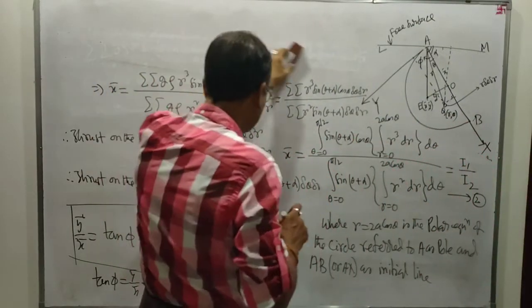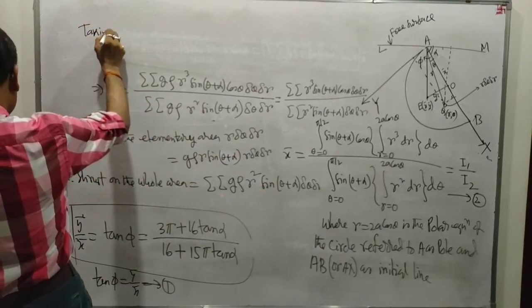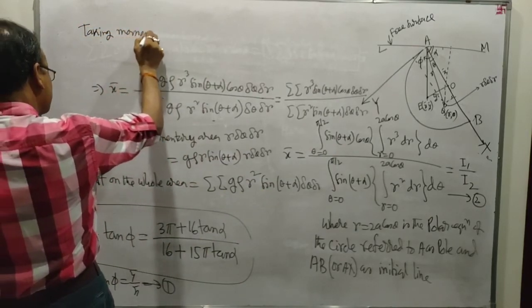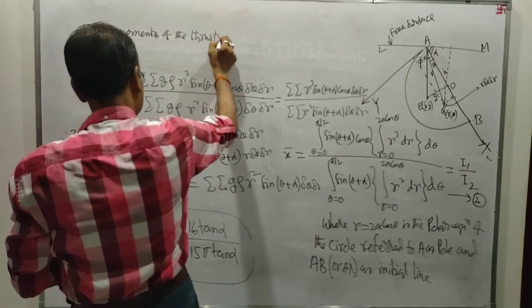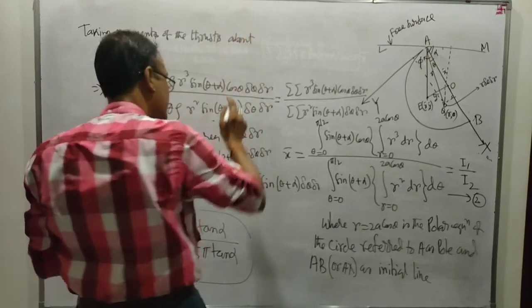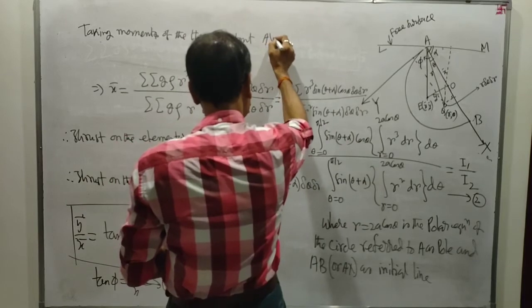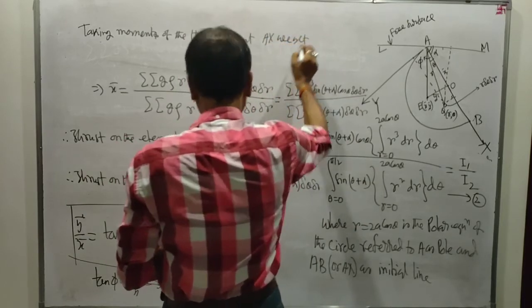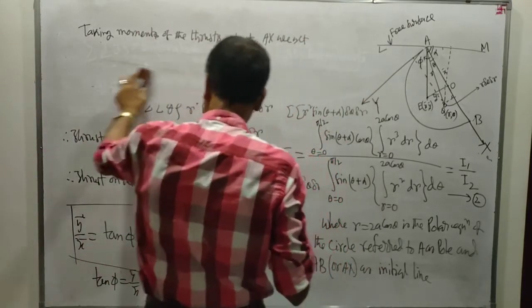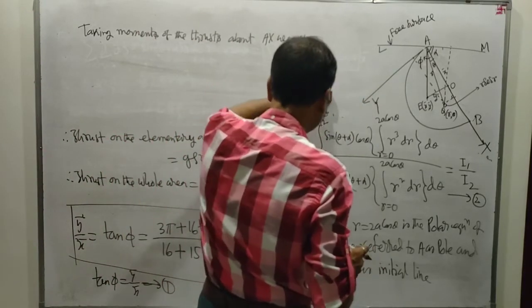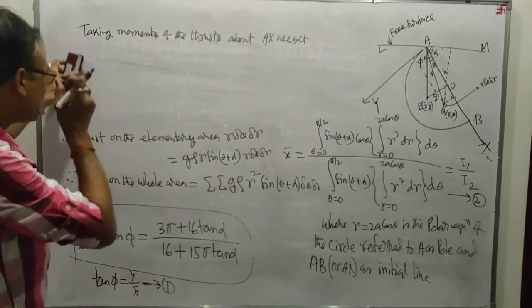Now, Y bar. To find Y bar, taking moments of the thrust about AX we get. Moments of the thrust about AX. Taking moments of the thrust about AX we get.